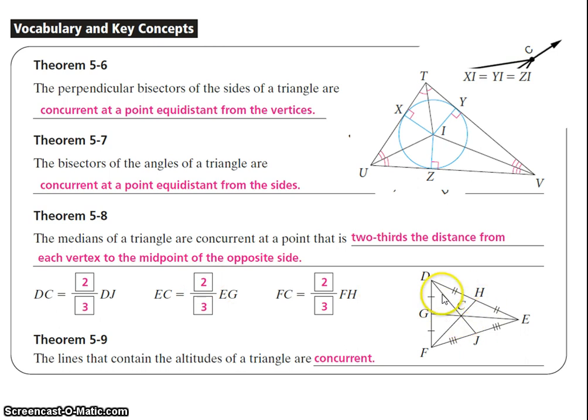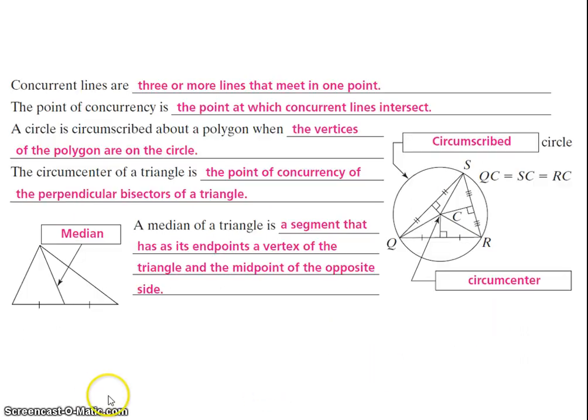That's this example over here. All of these are exactly 2/3 of the way away from each other. So D to J, out of DC, is 2/3 of the way. C to J is the other 1/3 of the way. And you can use that to find the centroid of a triangle.